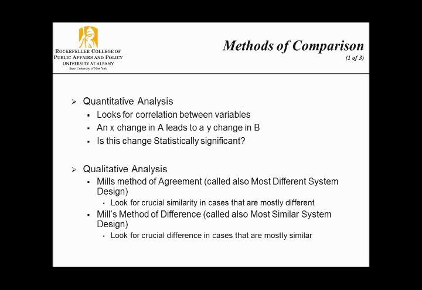In general, quantitative analysis allows a researcher to examine correlation between variables to see which independent variable or variables contribute to a statistically significant change in the dependent variable. And for qualitative analysis, there are various other methods, but for the purpose of this course, we will cover the two fundamental methods of qualitative comparative analysis: Mill's method of agreement, or most different system of design, or Mill's method of difference, or most similar systems design.